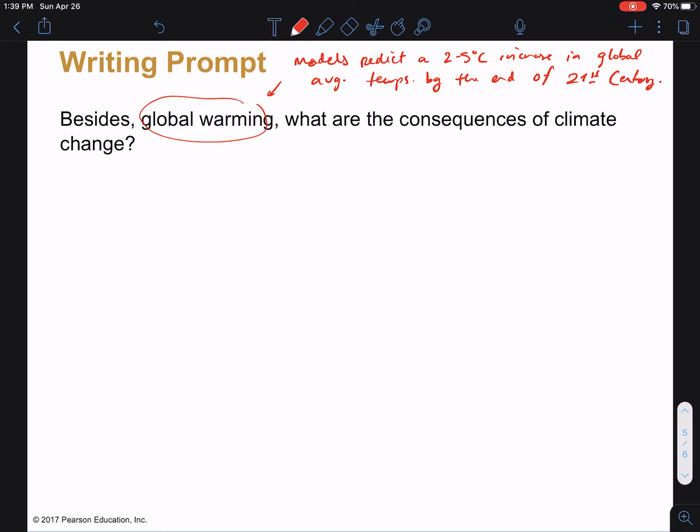Now, I want you to think for a moment, what are some of the other consequences of climate change? Take a minute or two to write these down, and when you're finished, go ahead and push play again.